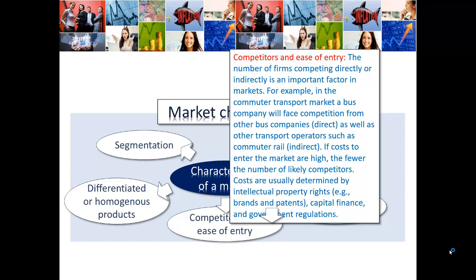If costs to enter the market are high, the fewer the number of likely competitors there are going to be. Costs are usually determined by intellectual property rights, so things like brands, logos, patents, capital finance, and government regulation.